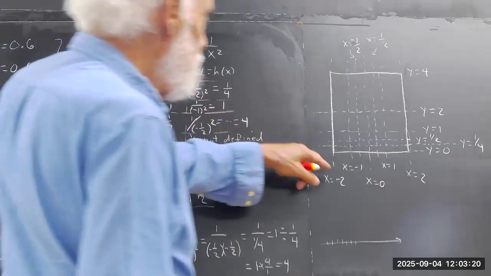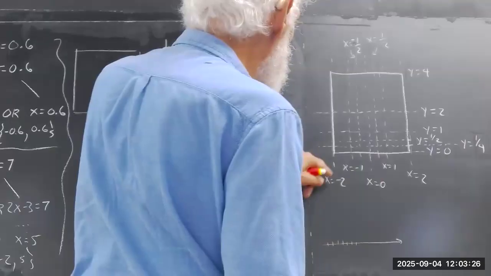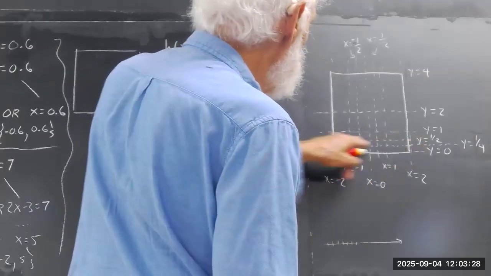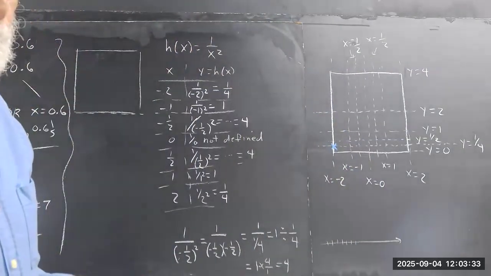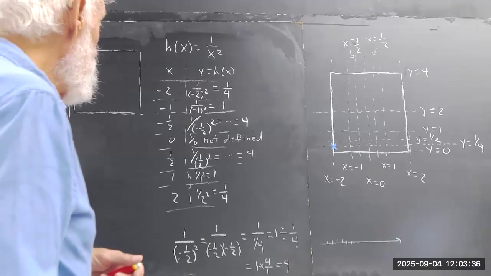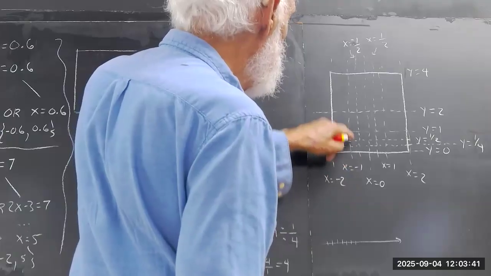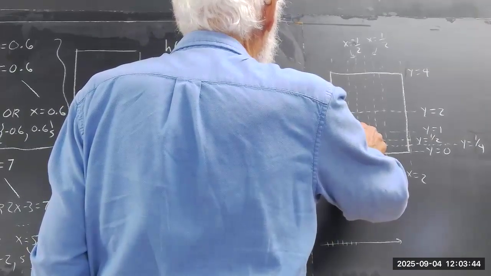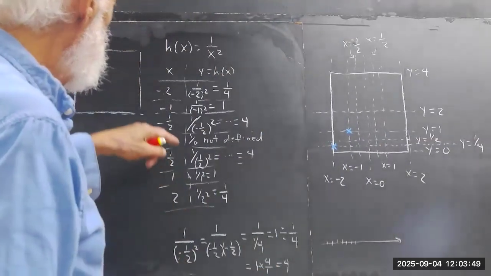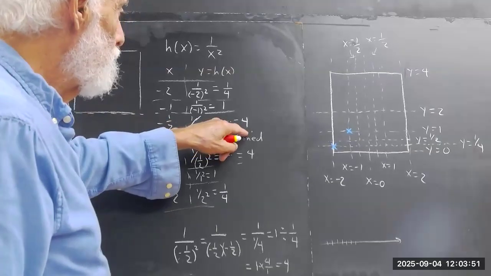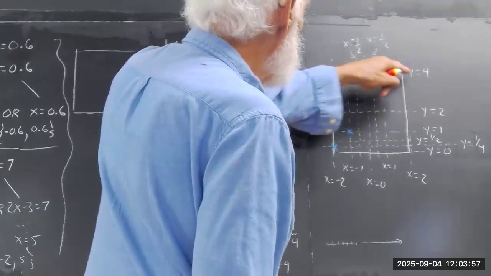-2, 1/4. Here's x equals -2. And we want y to equal 1/4. That's going to be this line. So it's going to be where the -2 line meets the y equals 1/4 line. Okay. Then -1, 1. Well, here's x equals -1, and here's y equals 1. Then -1/2, 4. Okay, x equals -1/2 here, y equals 4 here.